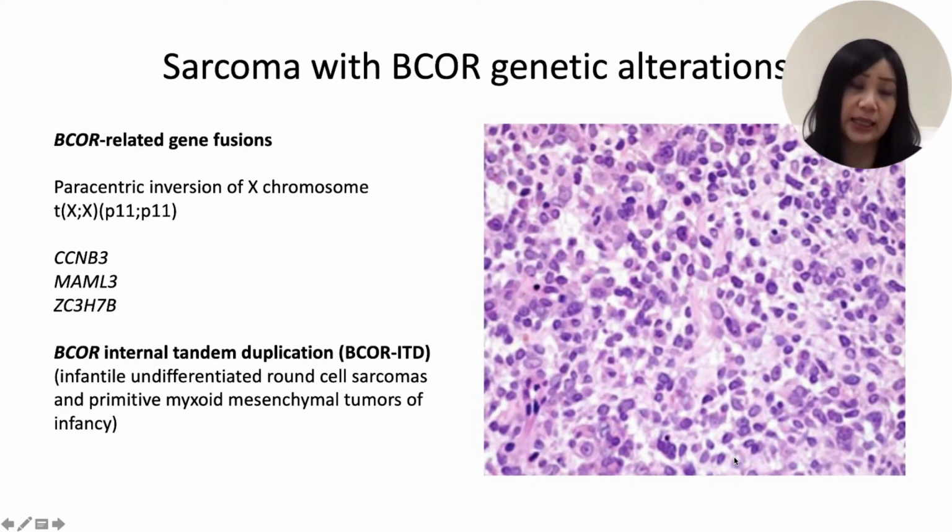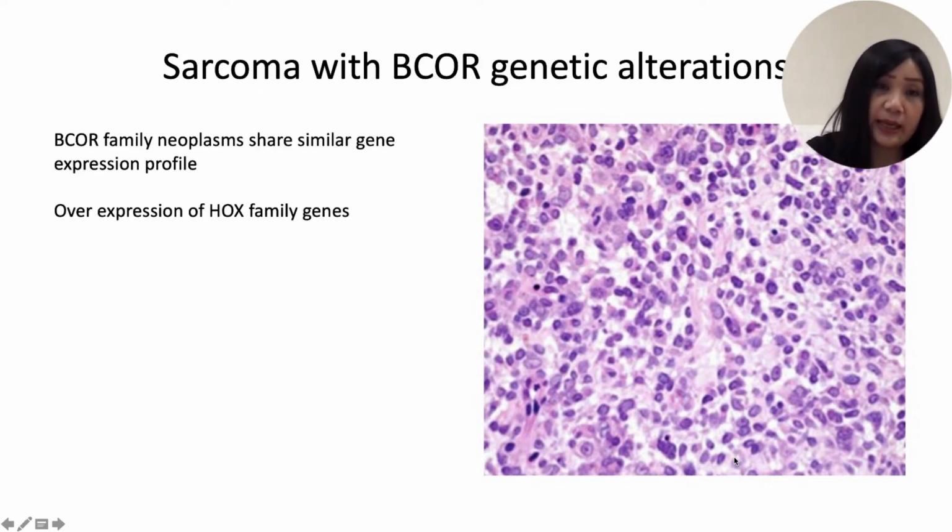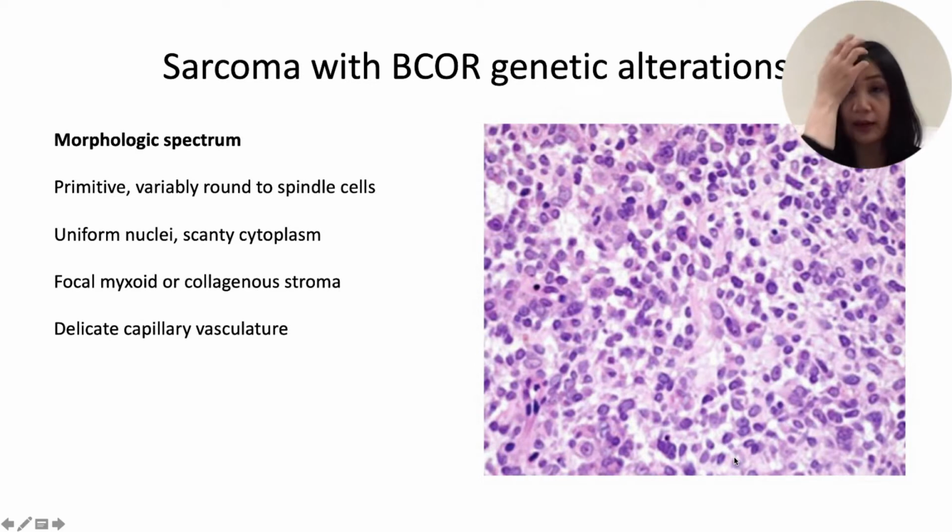duplications, or ITDs, comprise two main ones in very young children. So in infantile undifferentiated round cell sarcomas and primitive myxoid mesenchymal tumours of infancy. So we are very unlikely to come across these at all, with most of us working in adult pathology. BCOR family tumours share a similar gene expression profile, and they have a morphologic spectrum.